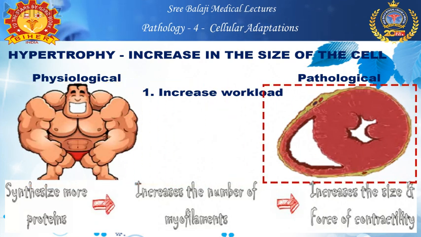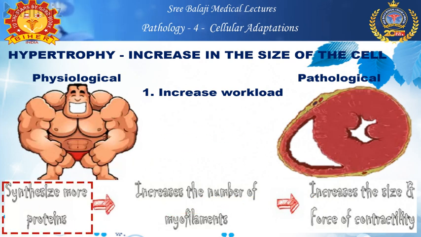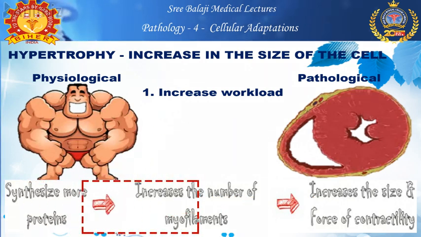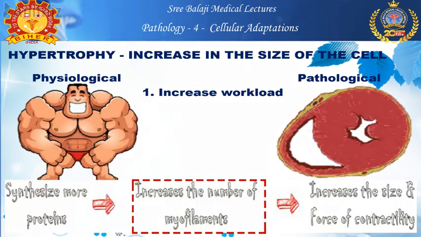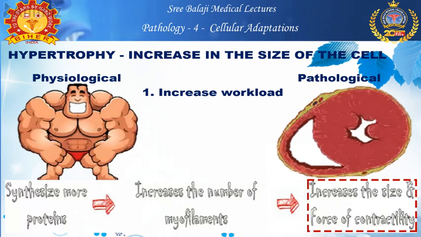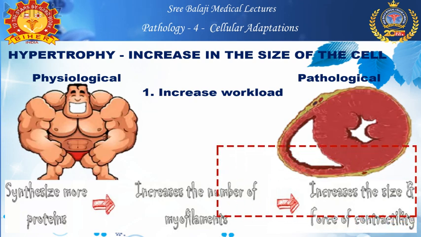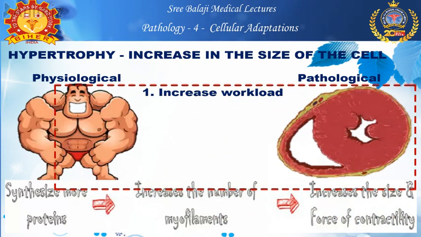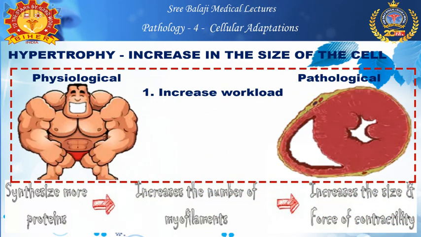In both these conditions, there is more synthesis of proteins, which leads to an increased number of myofilaments, and there is also an increase in the force of contractility. In physiological hypertrophy, the demand is more. In pathological hypertrophy, the demand is more because there is an underlying pathological cause, maybe atherosclerosis or decreased energy supply to the organ.